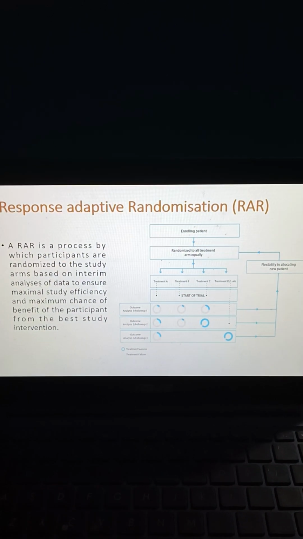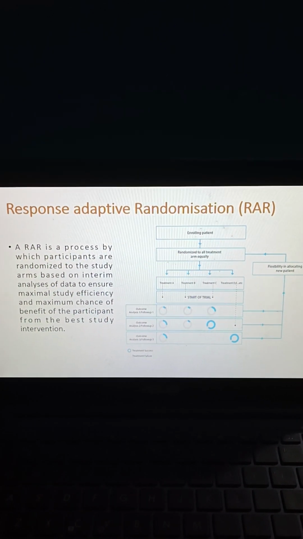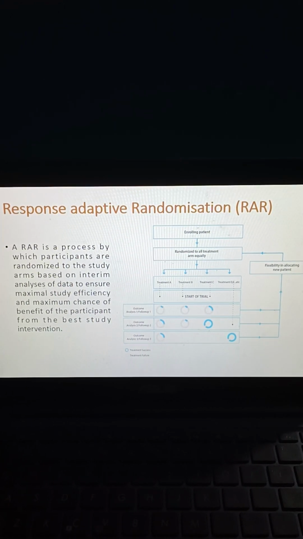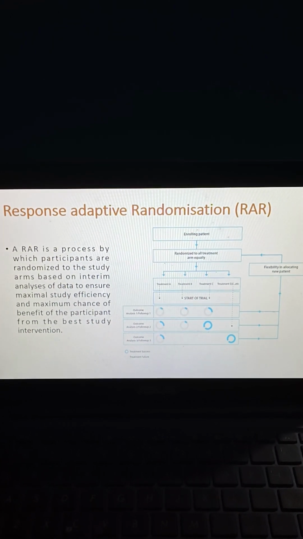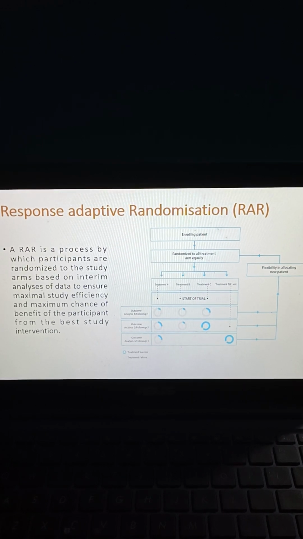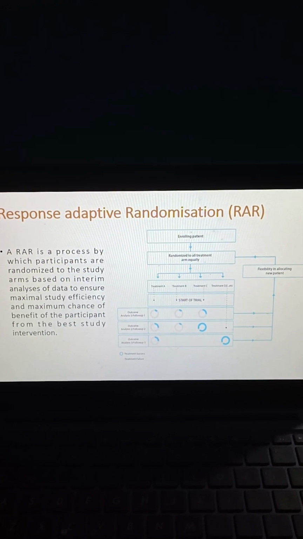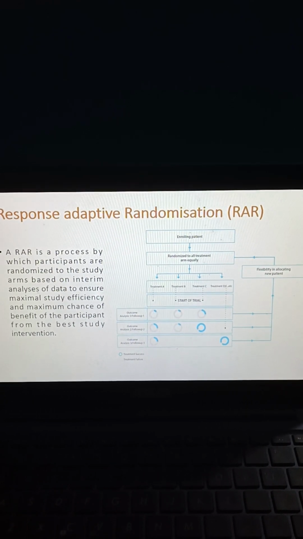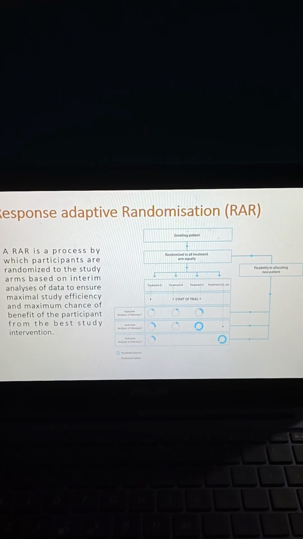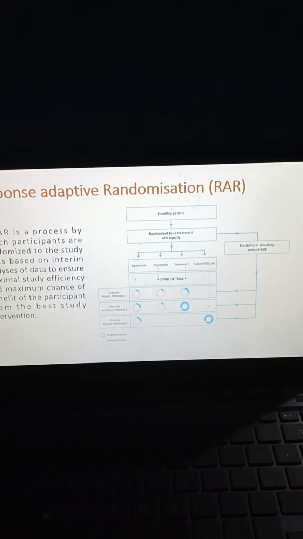Coming to response adaptive randomization. A response adaptive randomization is a process by which participants are randomized to the study arms based on interim analysis of data to ensure maximal study efficiency and maximum chance of benefit of the participant from the best study intervention.